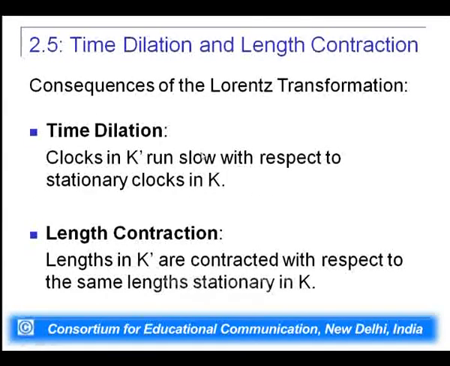On the basis of that, there were the consequences of the Lorentz transformation, which are the time dilation and the length contraction. The time dilation for the two frames: clocks in K dash run slow with respect to the stationary clocks in K, which means the time for the two reference frames will be different. For one it is slow, for the other it is fast. Then length contraction: the lengths in K dash are contracted with respect to the same length stationary in K.